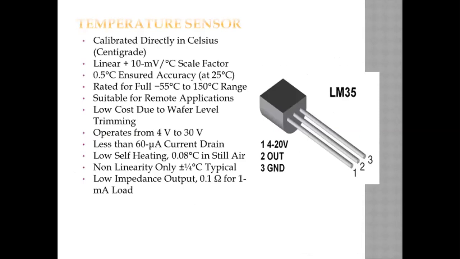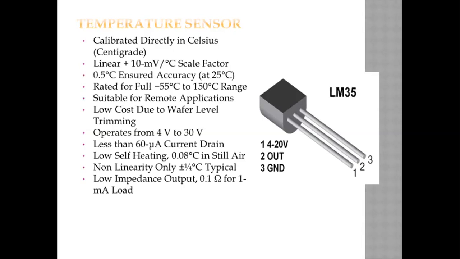Similarly, temperature sensors. There are many types of temperature sensors, like thermostats, thermocouples, and RTDs. All these are used, but depending upon the range of operation, one has to select it. Here I have shown one temperature sensor which is calibrated on a linear scale of plus 10 millivolts per degree centigrade. The rated full range is minus 55 degrees to 150 degrees centigrade, because temperature sensors are extensively used in furnaces where high temperatures are recorded.